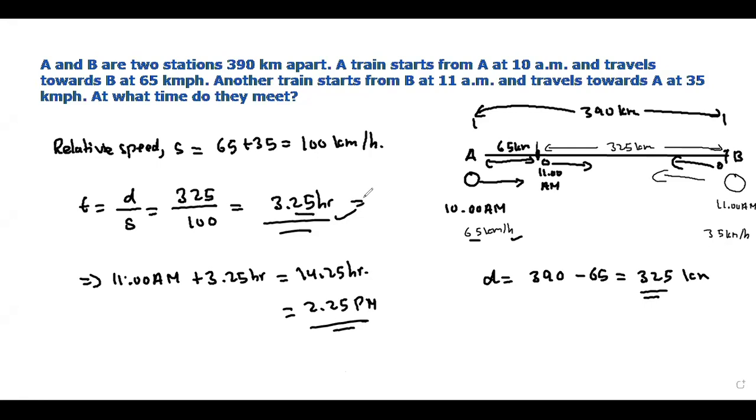25 means it is 1/4. Yes, 1/4 of an hour. Remember, 1/4 of an hour is 15 minutes. Yes, it should be 2:15. Another 25 is wrong. It should be 14:25, and here it should be 2:15. All right. Yes.